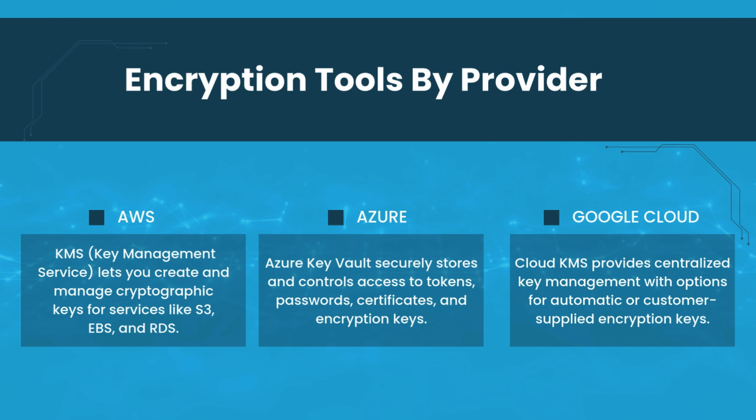Azure's Key Vault serves a similar role but extends to secrets and certificates as well, providing centralized control over encryption elements. Google Cloud's Cloud KMS offers options for automated key generation or bringing your own encryption keys, BYOK, giving organizations more flexibility and compliance assurance. These tools are vital not just for encryption, but also for enforcing who can access or manage keys, integrating with auditing systems, and ensuring that encryption is applied uniformly across cloud services. Leveraging them correctly means balancing automation with oversight and always knowing who holds the keys to your kingdom.